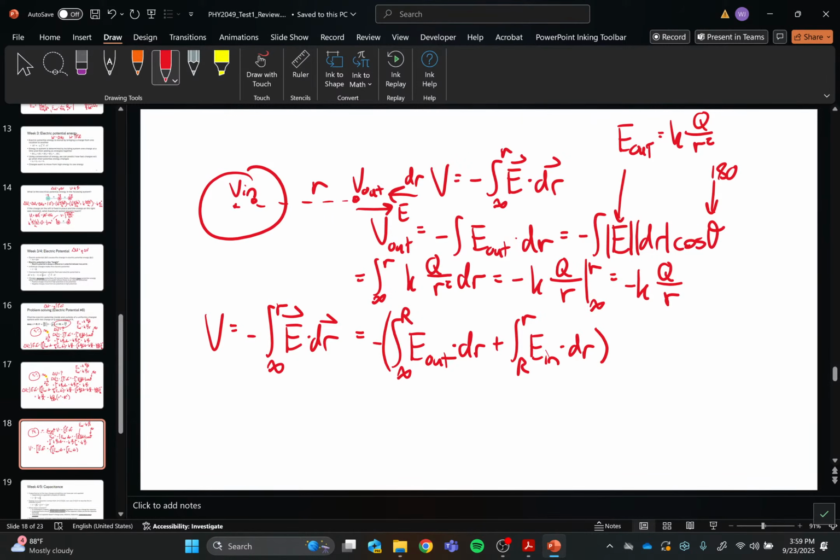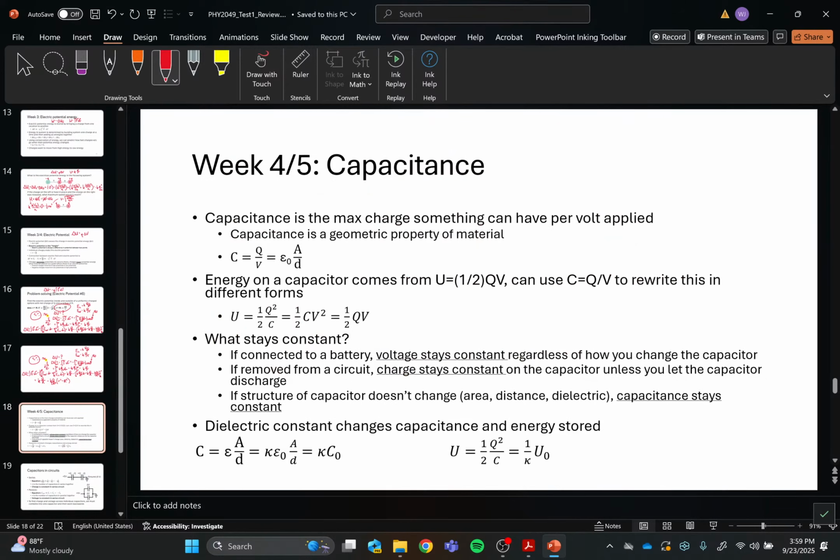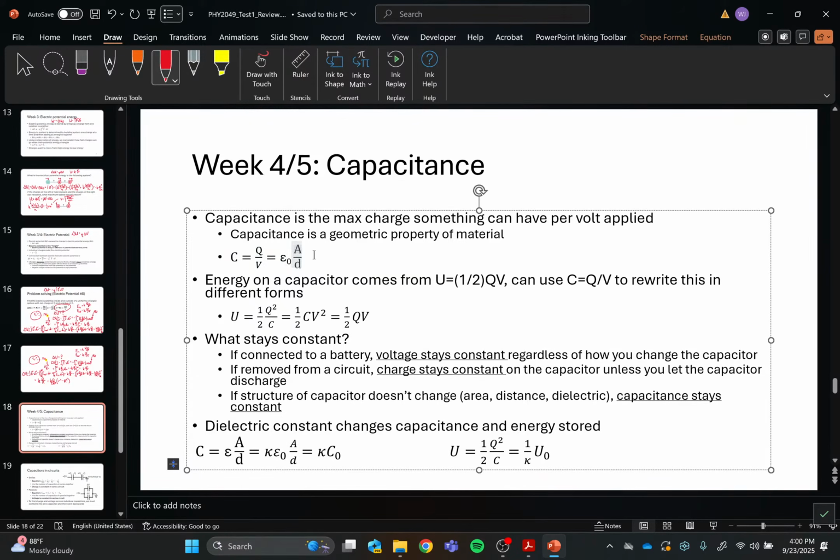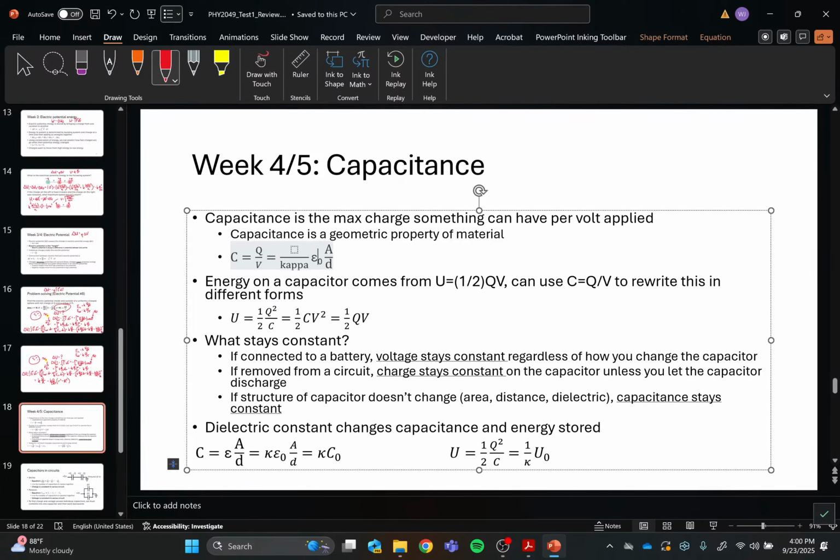All right. For the sake of our brains, we're on capacitors now. This is going to go much smoother. Capacitors are really straightforward. What is capacitance? How much charge I can store on something. I did forget to put a little variable. Capacitance is a geometric property that depends upon whether or not you have a dielectric.